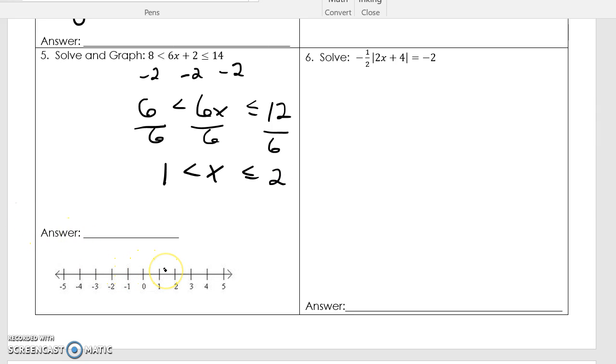So at 1, what did you guys have? Open or closed circle? Hope you had an open circle. At 2, you should have a closed circle. And then there's not much shading to do, but you would shade in between those 2 lines.